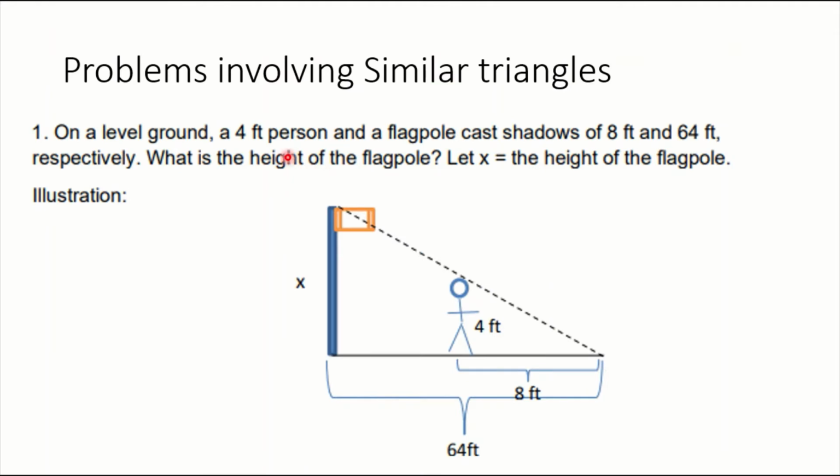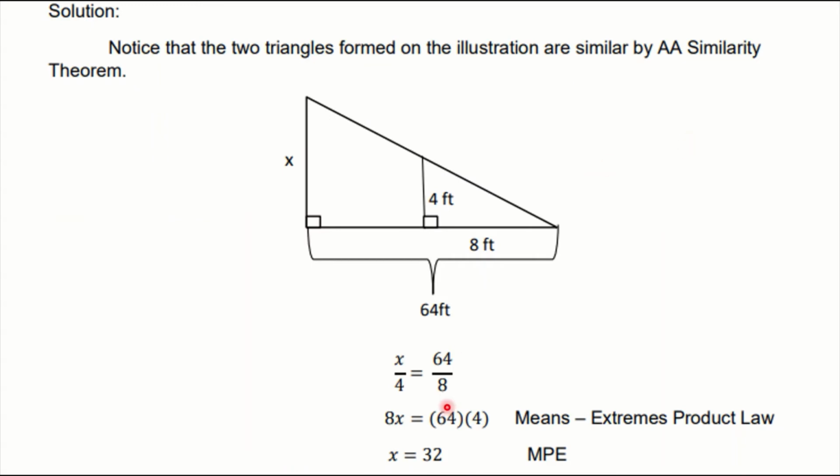Okay? And also, you can look at the given: the person is 4 feet, then the shadow is 8 feet. If the shadow is 64 feet, how tall could the flagpole be? If we look at it logically, the person is 4 feet, and his shadow is 8 feet, which is double. If we double the flagpole's height, 64 would be the result. And what is half of 64? 32. So when we double 32, it becomes 64. And that is the answer. Okay? You can use logical thinking, but also, you need to prove.